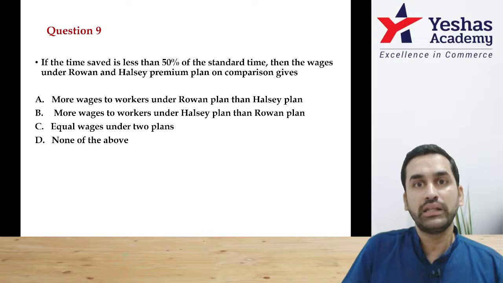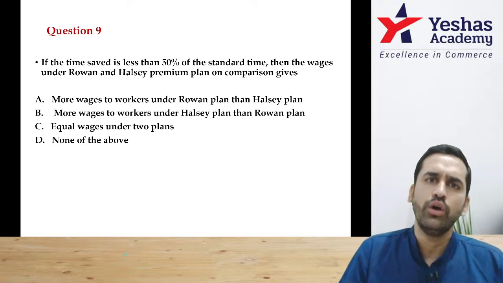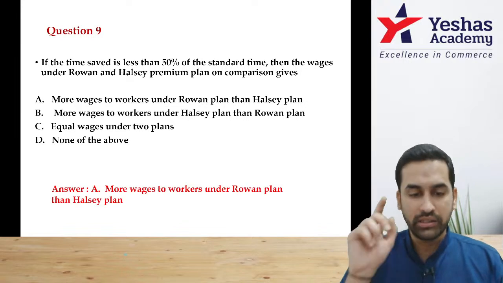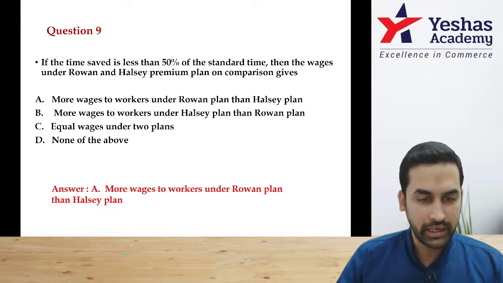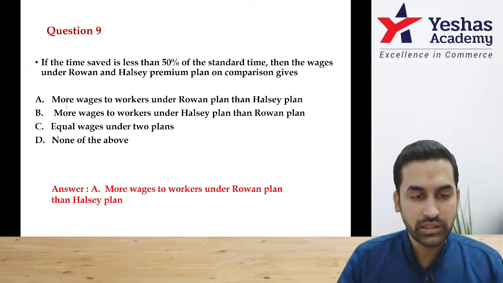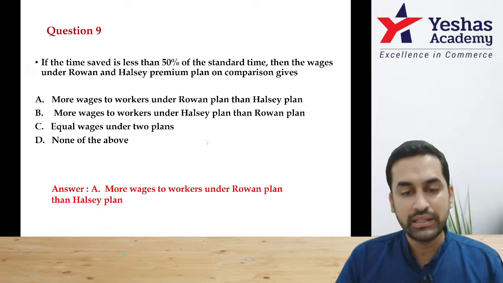That means if somebody is taking 60%, 70%, 80% time and saving only 40, 30, 20%, they are doing the right thing. They will get more wages under Rowan system. Correct? Option A, which says more wage to worker under Rowan plan than Halsey plan. This is the correct answer.